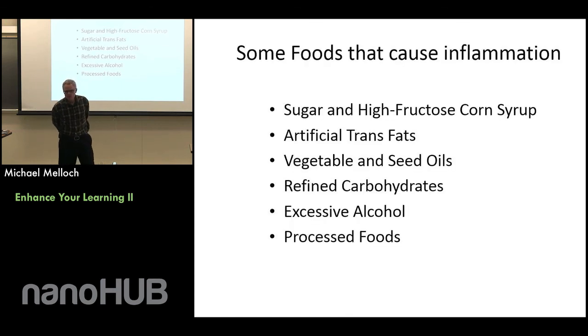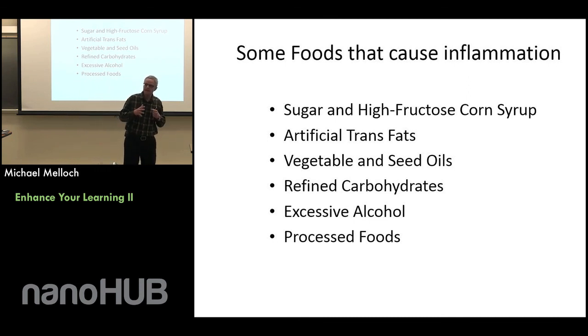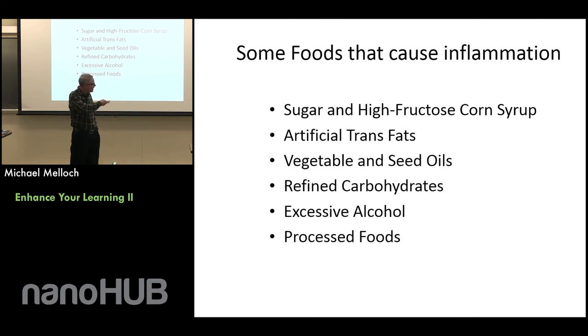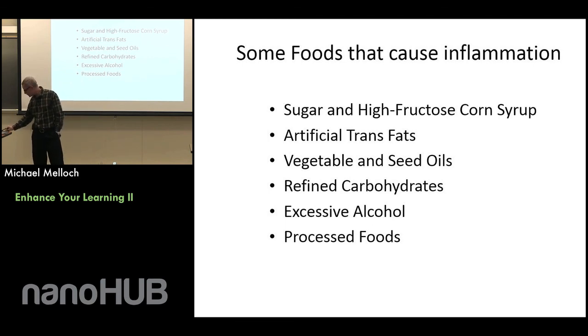Okay, some foods cause inflammation. Now, inflammation is good if you have an injury or an infection and your body is fighting it. But some foods just cause inflammation even though you don't have a need for the inflammation. And inflammation will do things like kill nerves. Sugar and high fructose corn syrup, sugars are toxins. They cause inflammation all over your body.